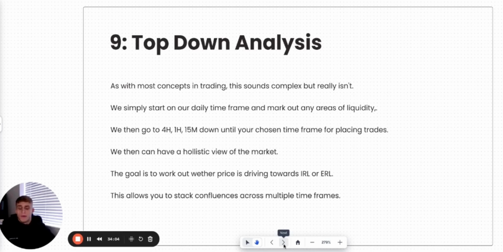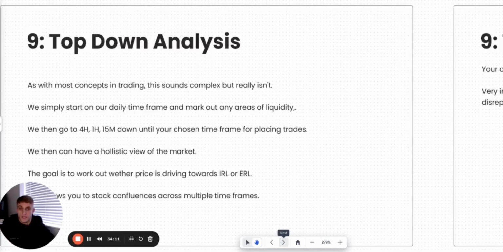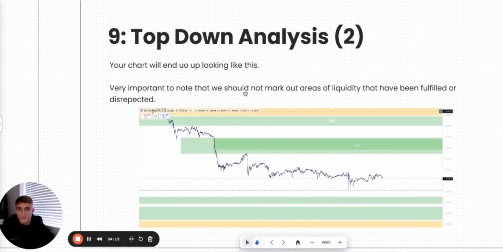Stacking confluences across multiple time frames just increases the probability of your trades, and it means that your analysis is less superficial than if you were just going on one time frame. So your chart might end up looking like this. So I went out in the 5-minute time frame and I've basically marked out any areas of liquidity.